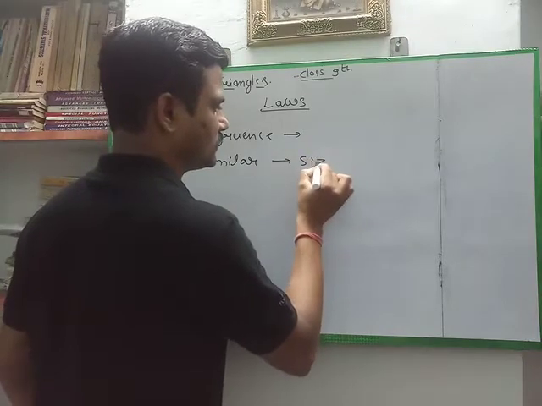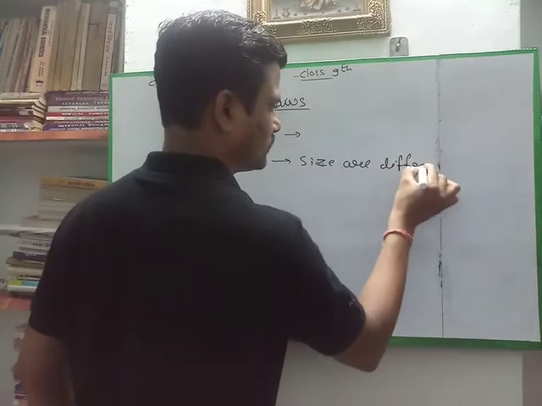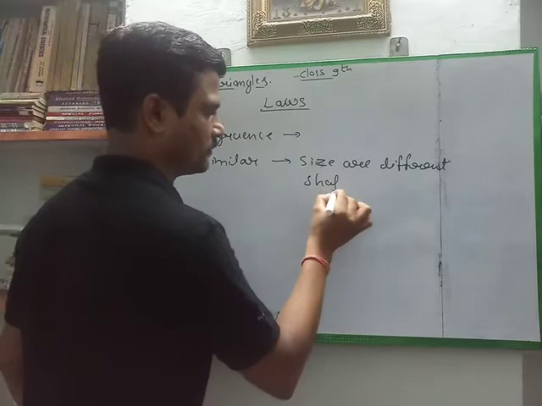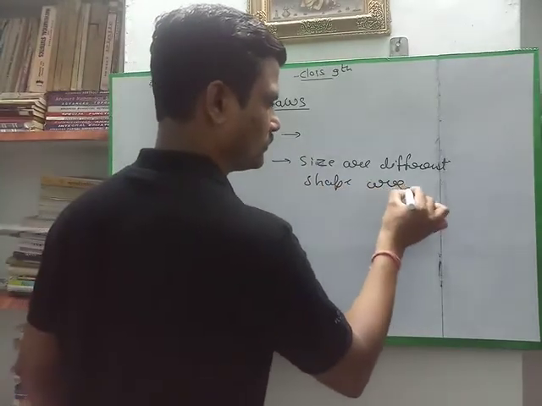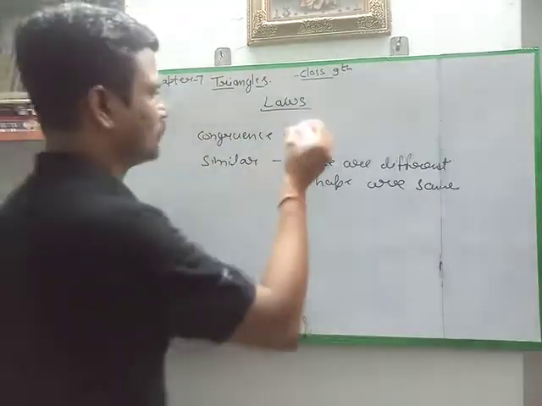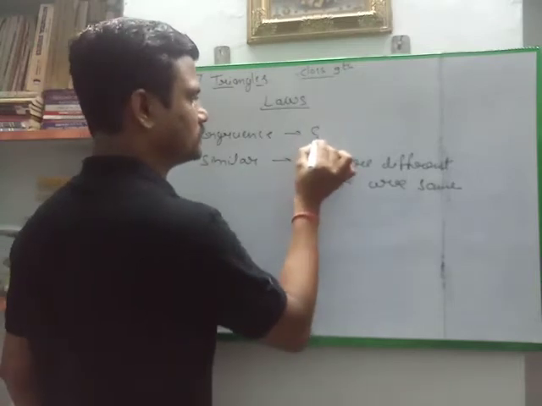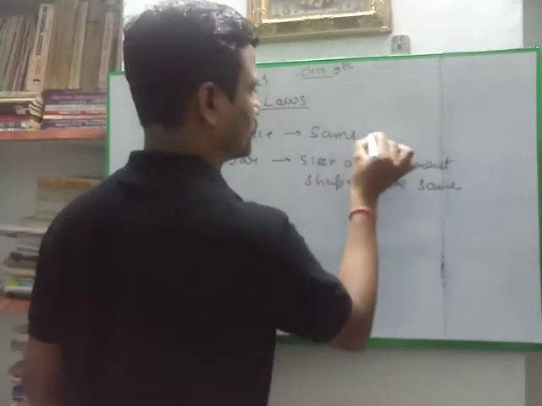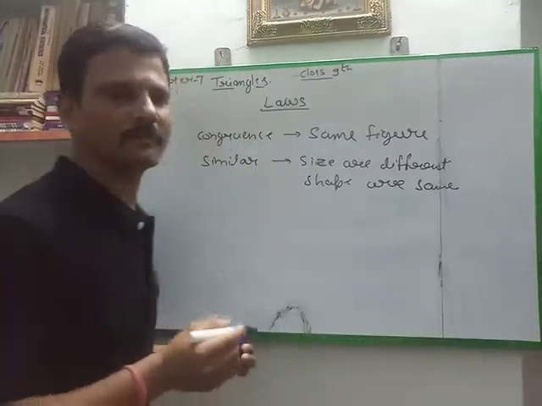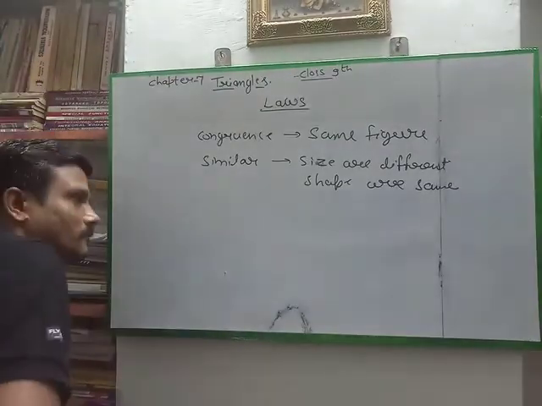Size is different, but shape is the same. And congruent figures are perfectly the same.